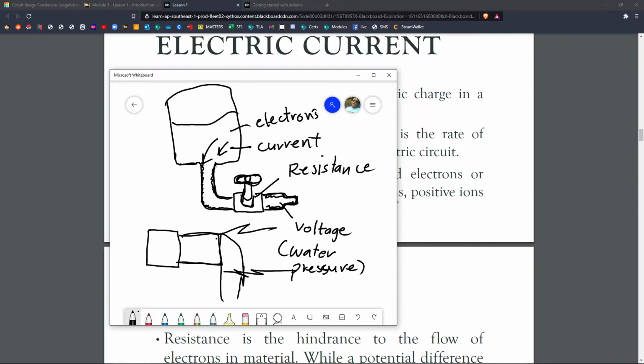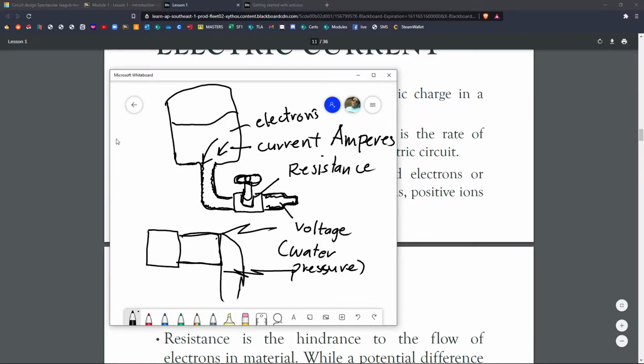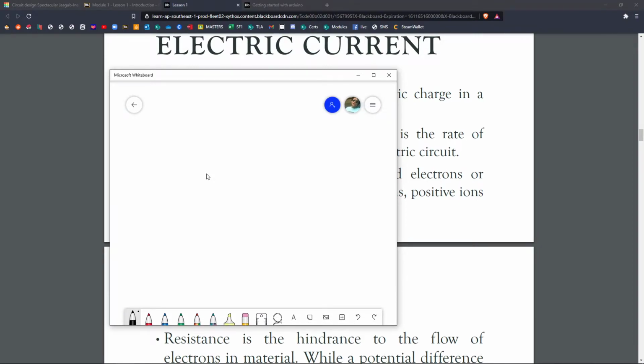Current is usually interpreted in the value of amps or amperes. For example, the CPUs in your computer only use 1.5 volts, but they use as much as 65 amps of current.